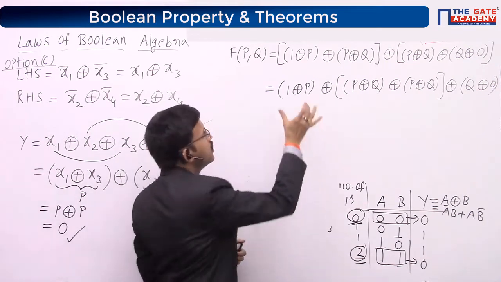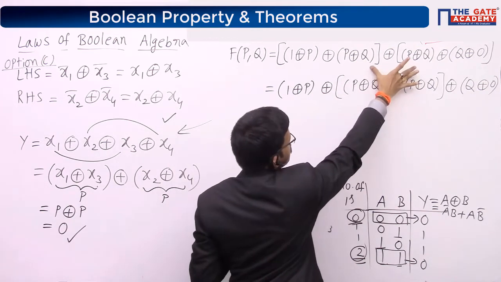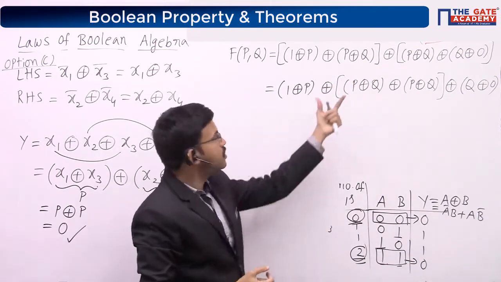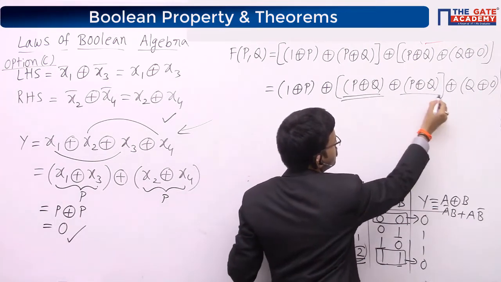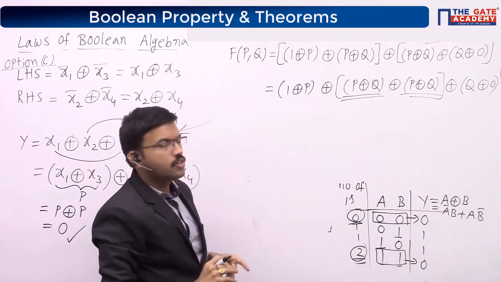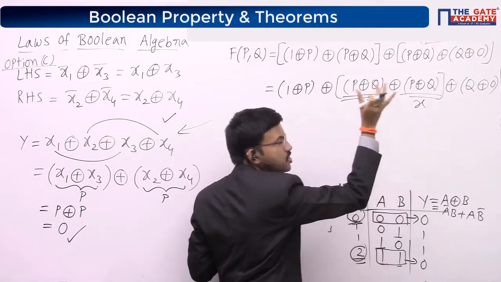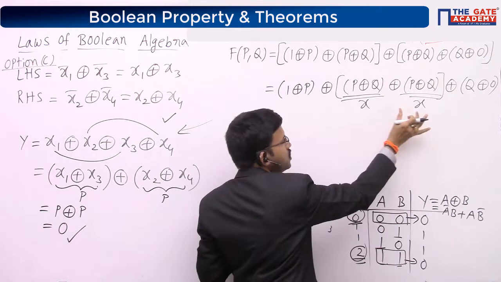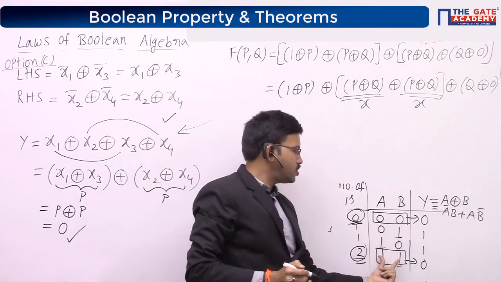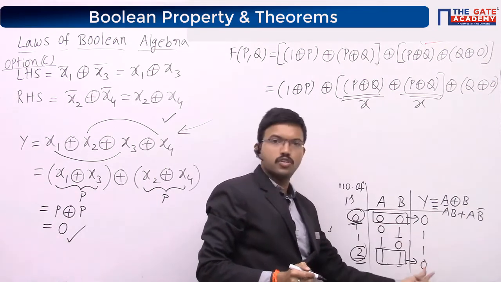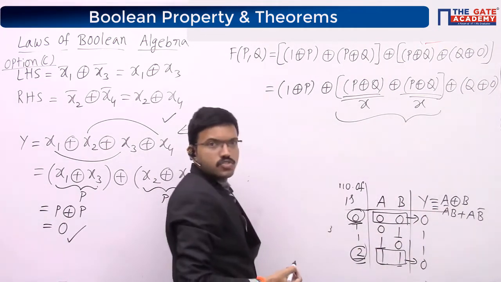Here I have written this expression, and I am performing XOR on these two first: P XOR Q, XOR P XOR Q. Both are the same, so you can assume both are like X. If this is 0, this will be 0, or if this is 1, this will be 1. Just look at this truth table: if both values are zeros or both values are 1, the output is 0. So this entire expression is 0.